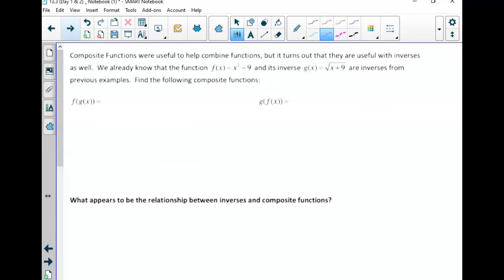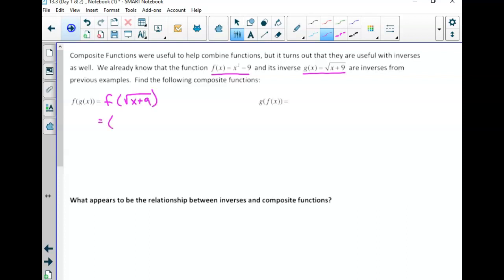Composition functions were useful to help combine functions, but it turns out they are also useful with inverses as well. We already know that these two functions right here are inverses of each other, okay? And we're going to find the following composite functions. So what we want to do is take f, and we want to plug g, which is the square root of x plus 9, into it. Well, what does that give us?